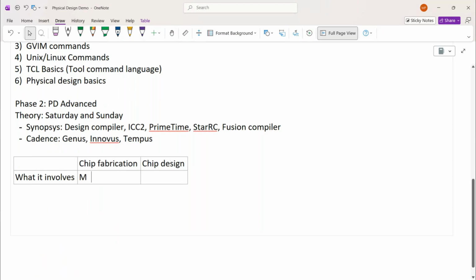Chip fabrication involves manufacturing chips, ICs, in fab labs or fabrication plants. We call them fabs. This is what manufacturing is.